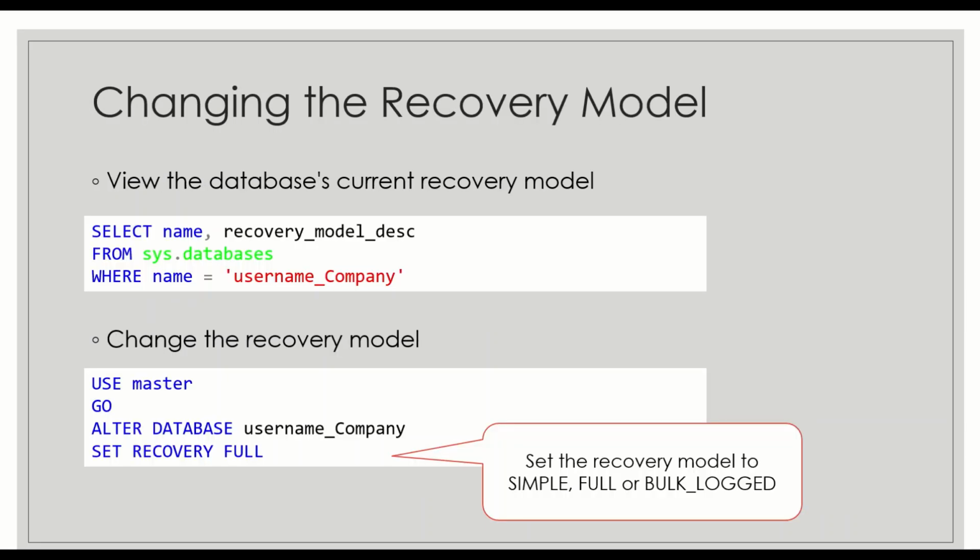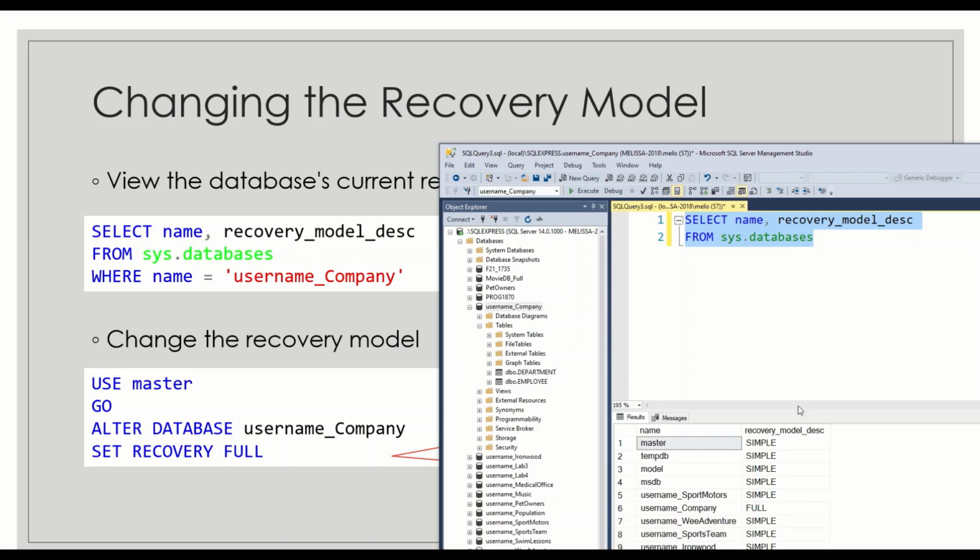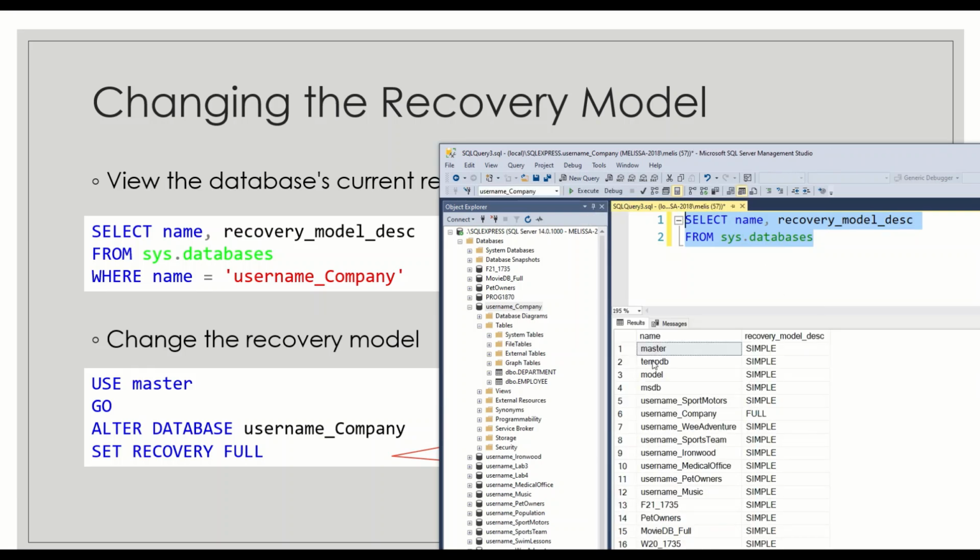Now, in order to discover the database's recovery model, I've got a little snippet of code in here that allows you to display the name and a description of that database's recovery model from the system's databases list. Let's take a look at that in SQL Server. If we execute this query without the where line, it'll show us a list of all the databases and their recovery models. So we can see that here I've got a list including the names of all the databases on my server and the list of recovery models.